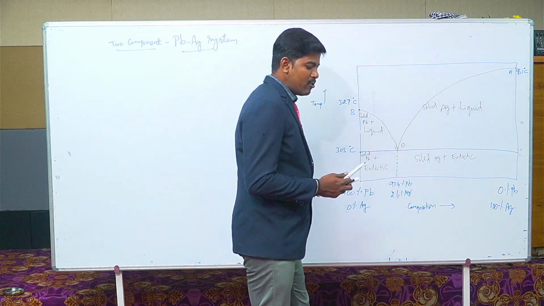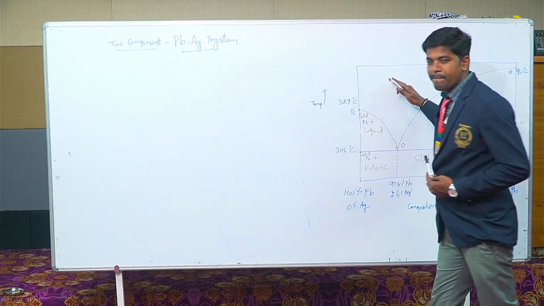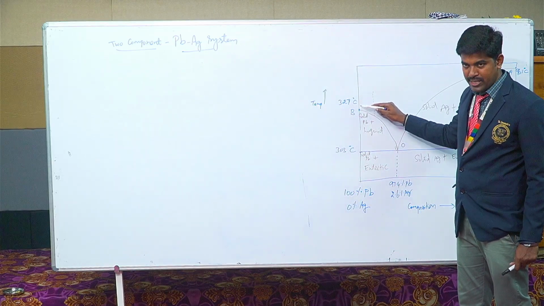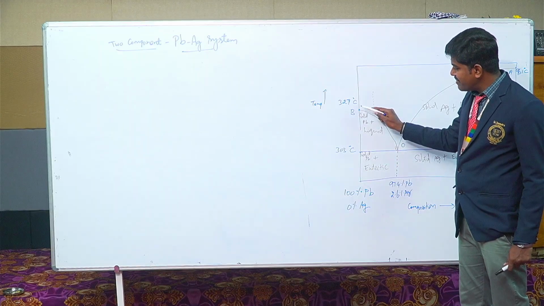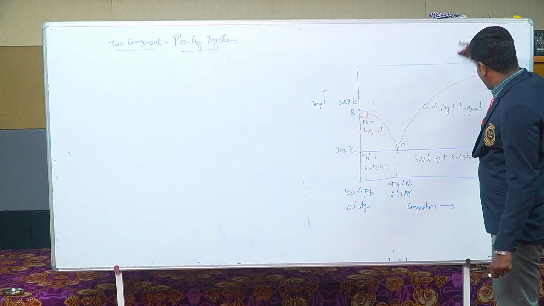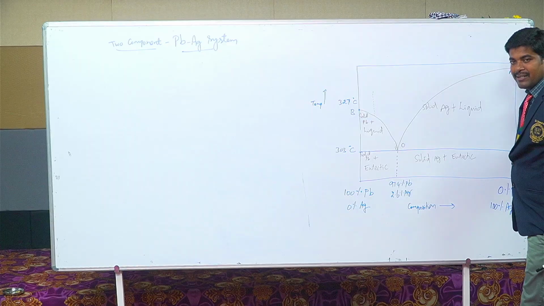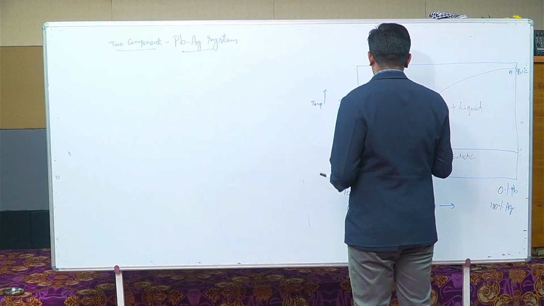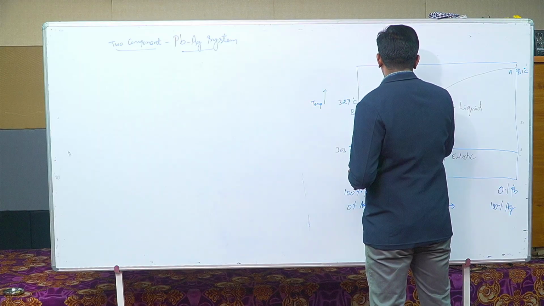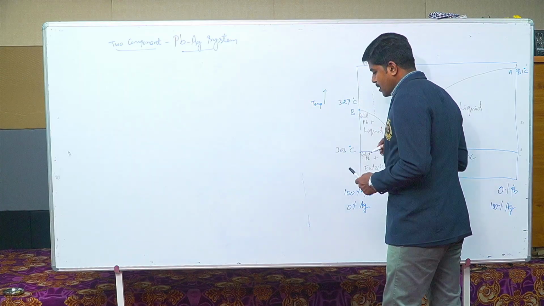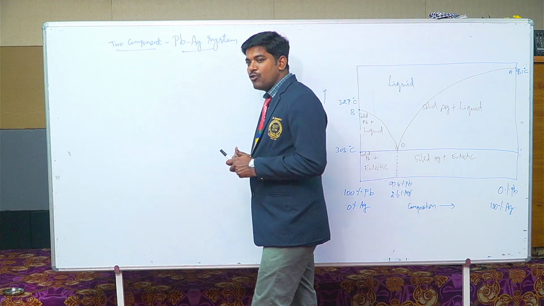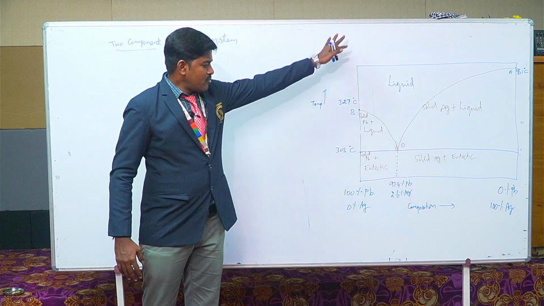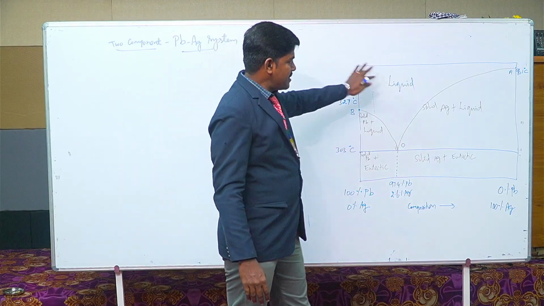Now, what is present here? Above 327 degrees centigrade, the lead is converted into liquid melt. Above 961 degrees centigrade, the silver is also converted into liquid melt. So in this area, it possesses only liquid. Both lead and silver are converted into liquid melt. So this is a clear description of this diagram.